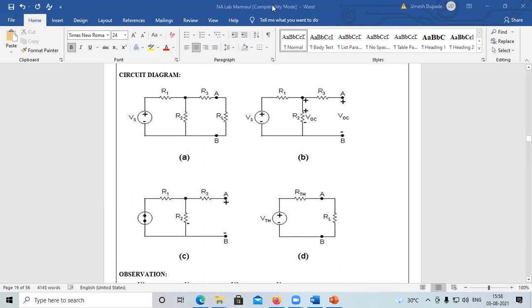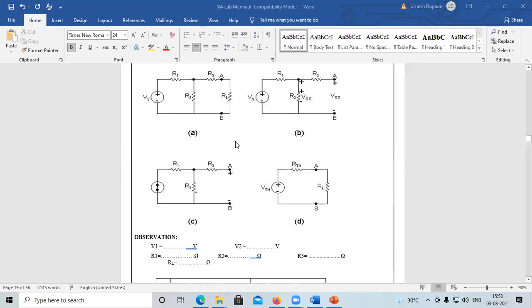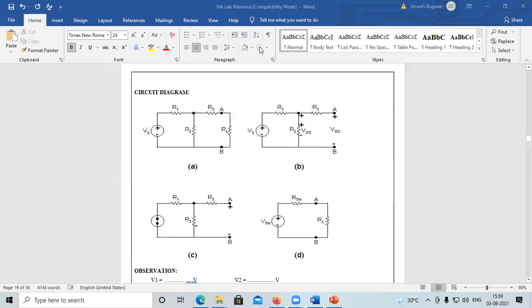Okay, consider we will take the value. All of you take this reading. Here, voltage source Vs, suppose I consider the voltage source Vs, it is nothing but 50 volt. I have taken this as 50 volt.